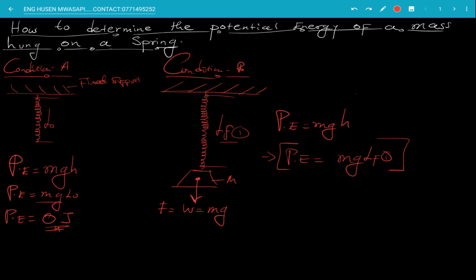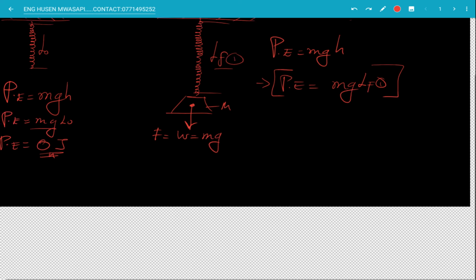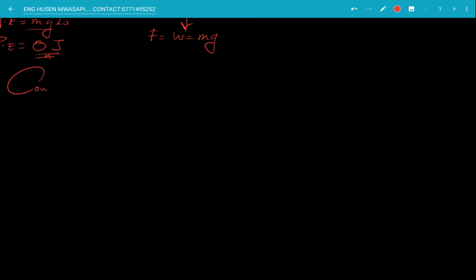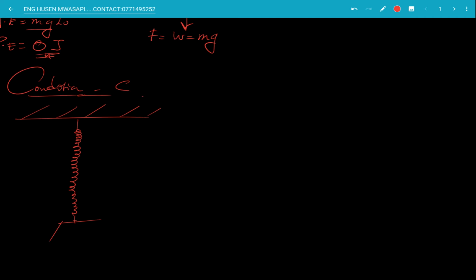With this in mind, we can now look at a different condition that we might have. So suppose we have a condition as C. Let's say condition C. In condition C, let's say we have a support like that, and then not only has a mass been hung, but also another force is applied to it, creating a different type of extension. So we have force F, another force, and we also have the other force, which is gravity, mg. Length final is this.